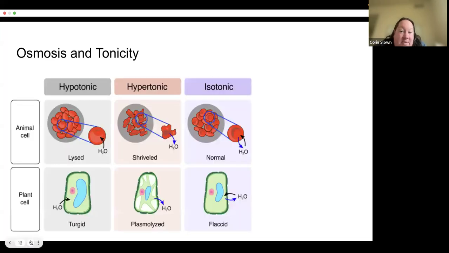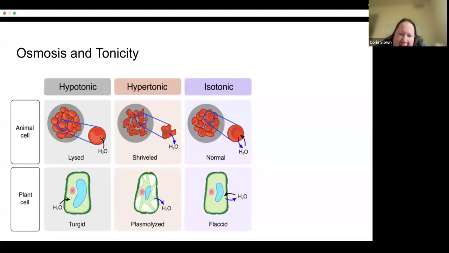For me, sometimes a visual is actually better than the words. And so I have both a plant cell example and an animal cell example. And the goal here was to show the movement of water. So in this case, when something is hypotonic, it's the movement of water into the cell. And so in a plant cell, you can actually see it's turgid or stiff on the outside.